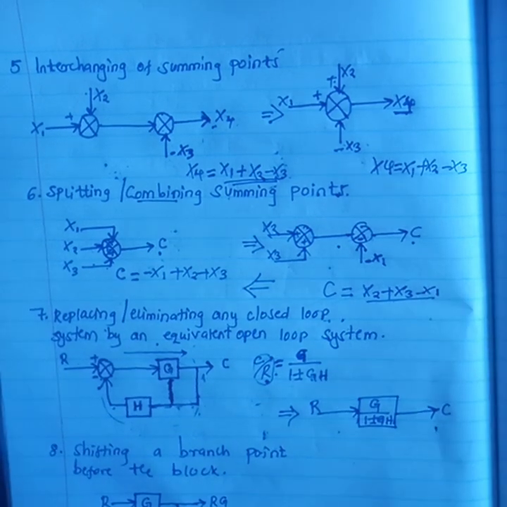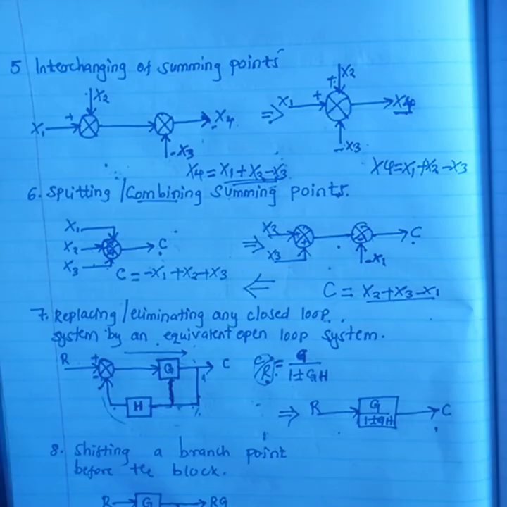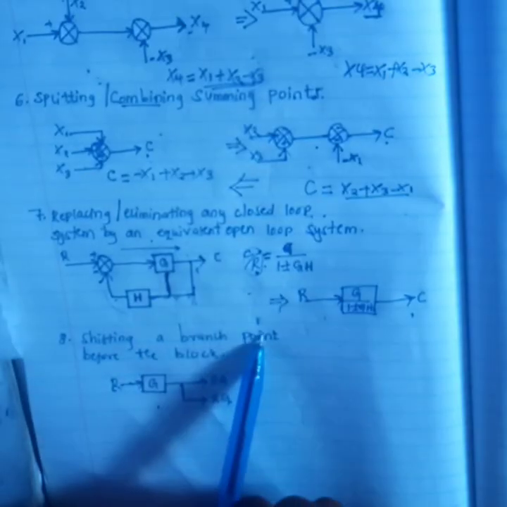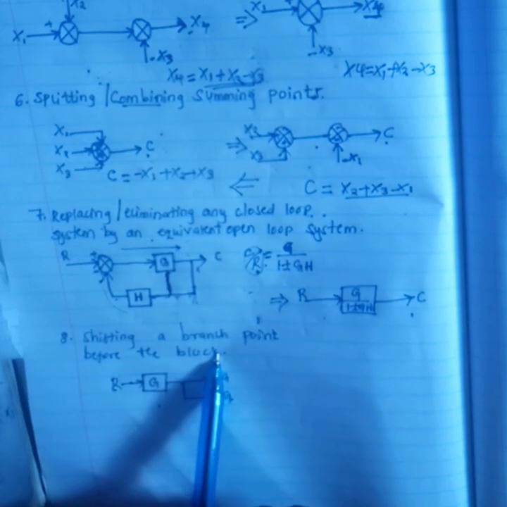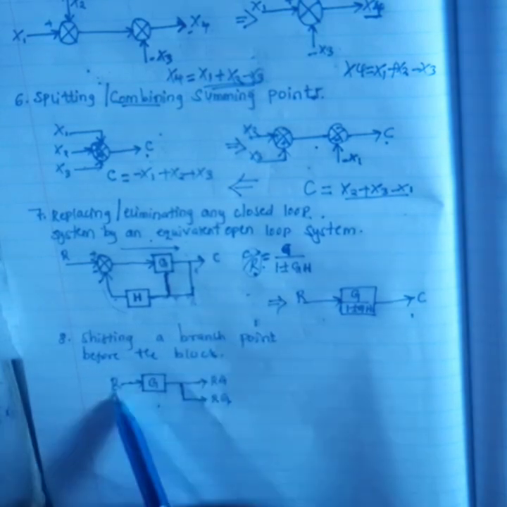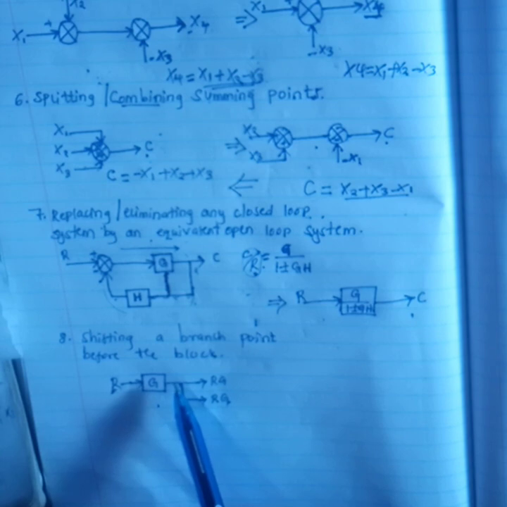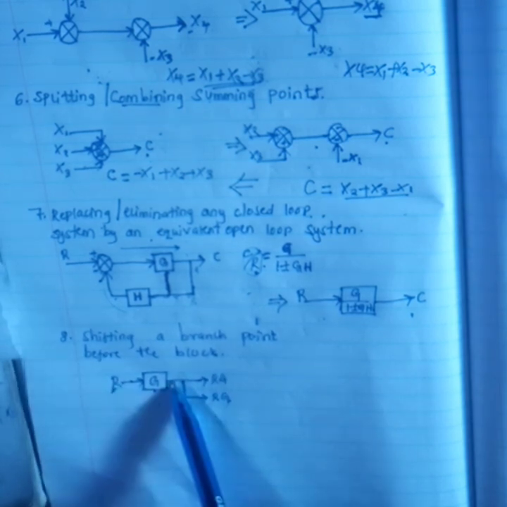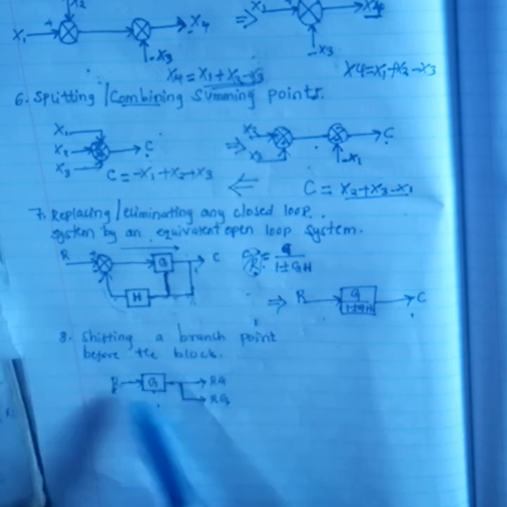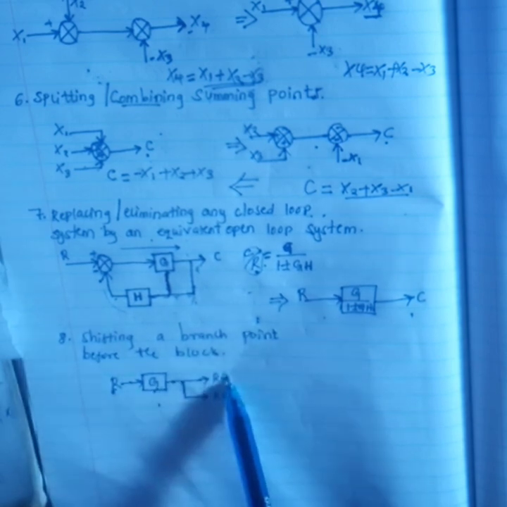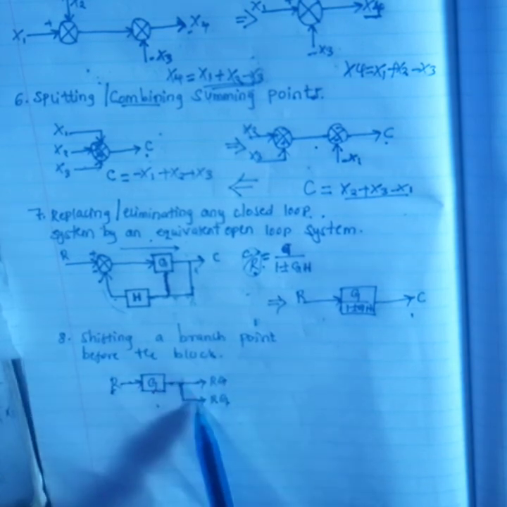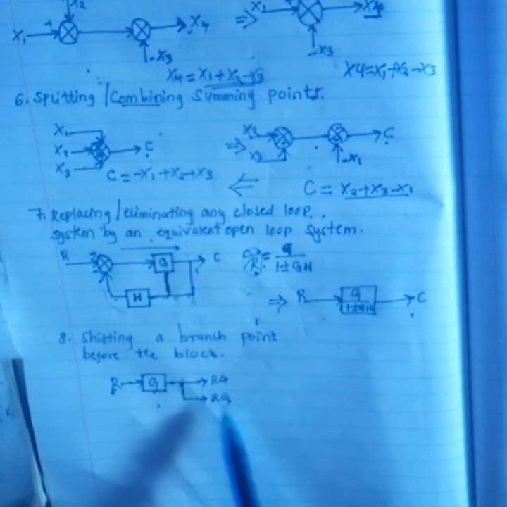That's what we have. Then the last rule we have, shifting a branch point before the block. So I'm given an input R. I have a block here. Then if I remember, the two of them are in series. So for me to combine the two of them in series, I just take R times G, which is RG, like that. Then I have this branching point here. So the output for this one is still R times G, which is RG.